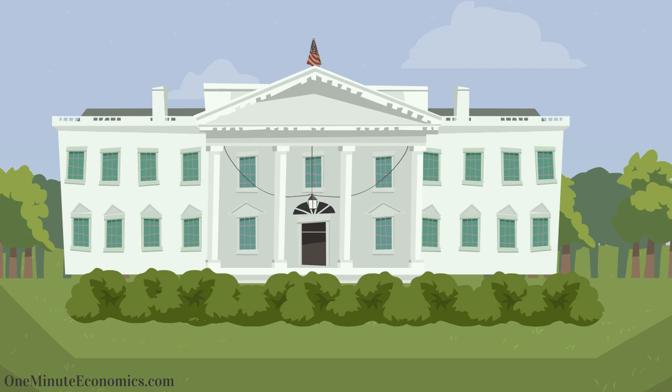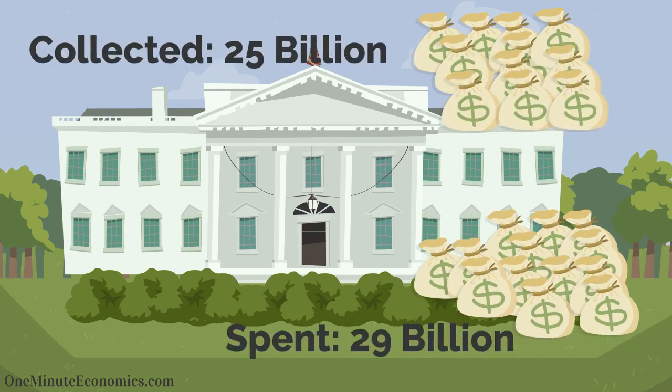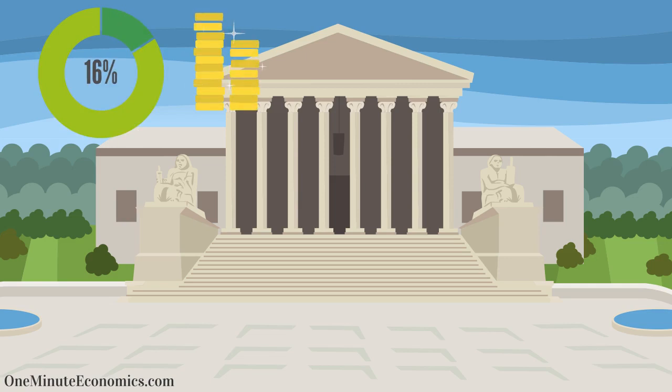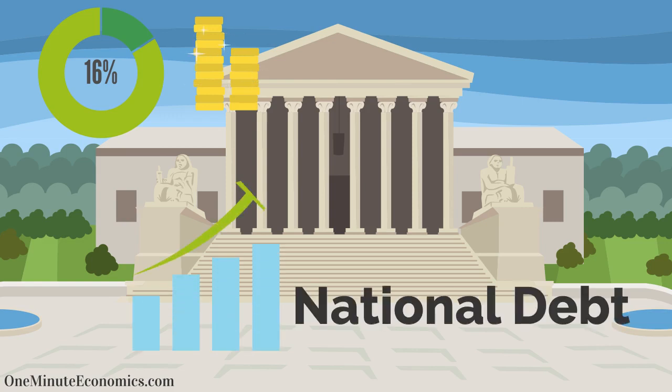A deficit of $4 billion means that $25 billion were collected but $29 billion spent. In other words, a country spent 16% more than it collected, which doesn't exactly sound sustainable, especially since that money usually has to be borrowed, thereby increasing the national debt.